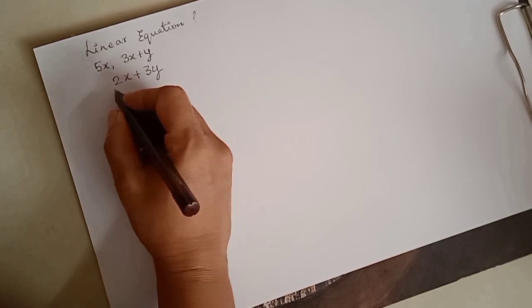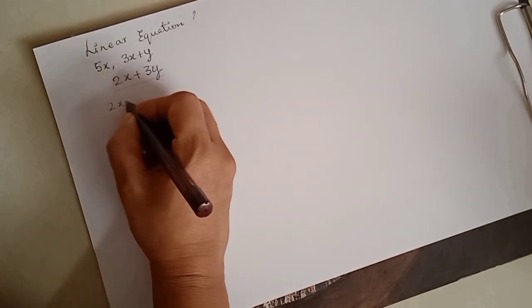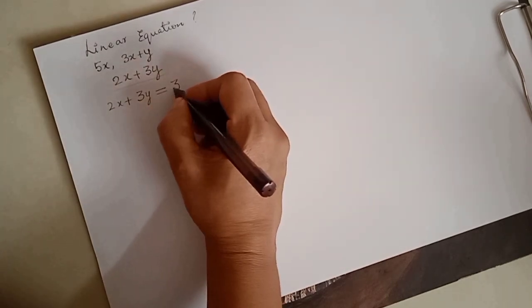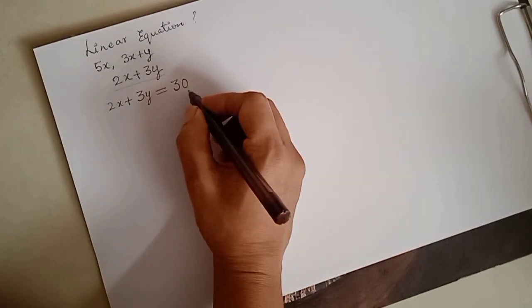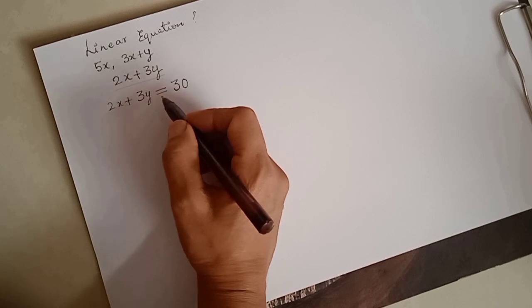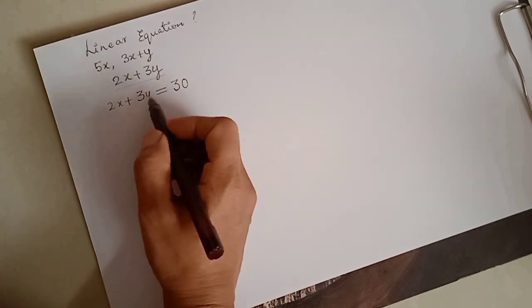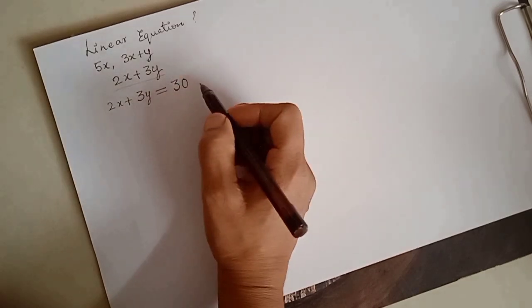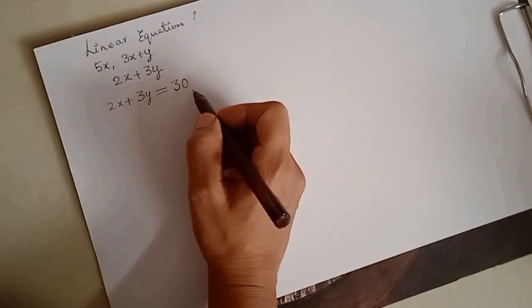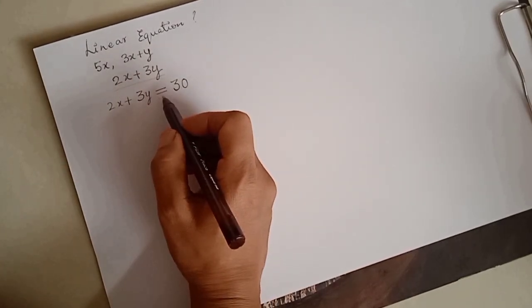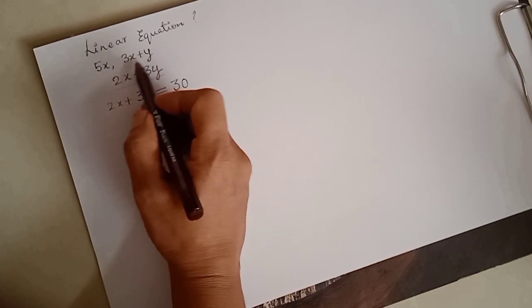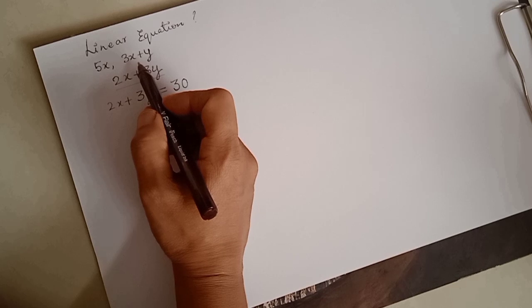Now, when I take this algebraic expression 2x plus 3y and equate it to, for example, say 30. Just I have taken an example as 30. So now this becomes an equation since an equality symbol is involved here. 2x plus 3y is the algebraic expression. 2x plus 3y is equal to 30 is the algebraic equation since it is involving an equality sign. So equality sign is missing in the algebraic expressions, which you have already learnt in 6th standard.